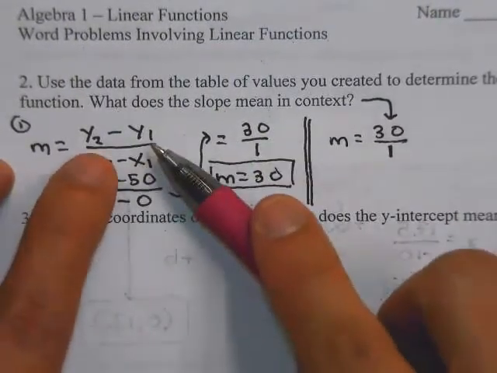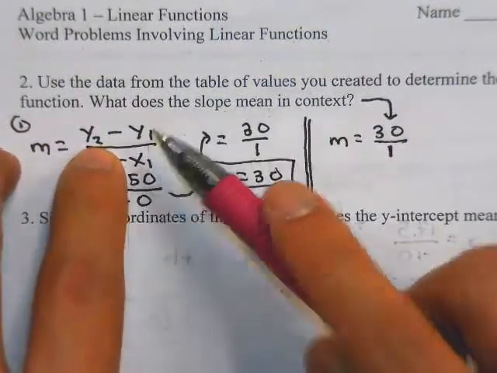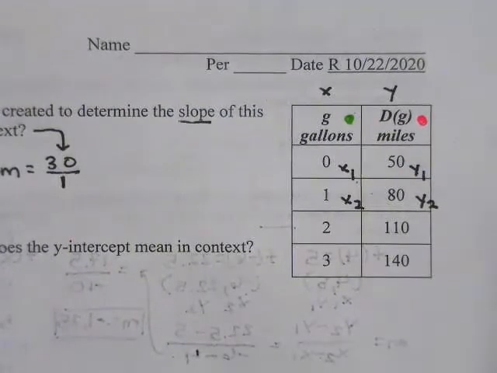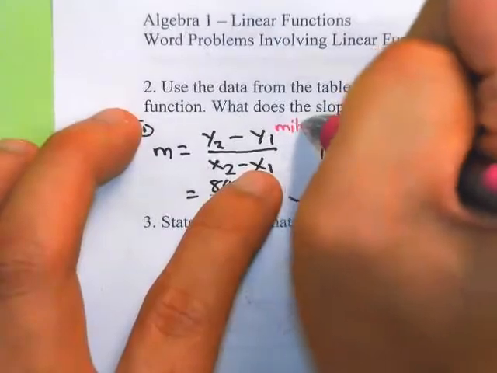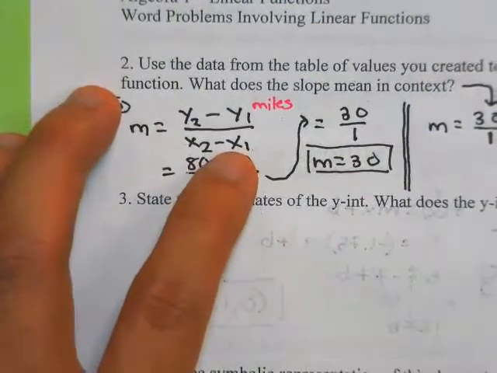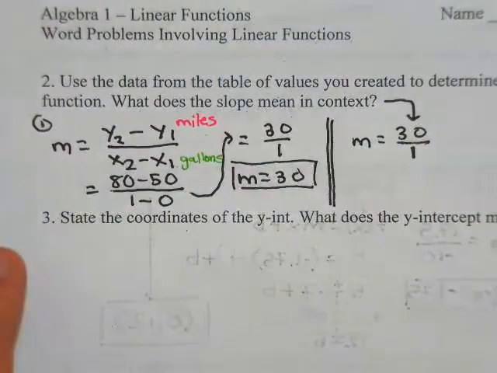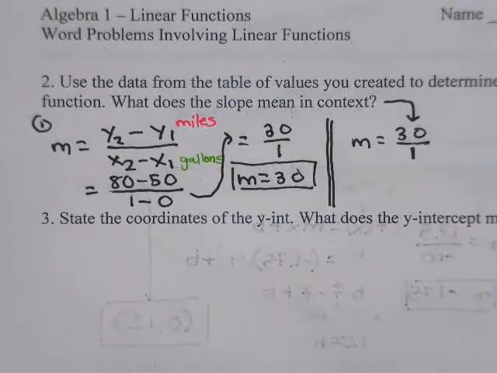I want to ask you first, on your y values, what is the unit of measurement? Is it gallons or miles? Miles, yes, in pink. So I'm going to put miles over here so that I know. And what is your unit of measure for your x's? Gallons in green. So I'm going to put gallons over here. The point of this is, I know you know how to calculate, but I just want you to really focus on the units today.